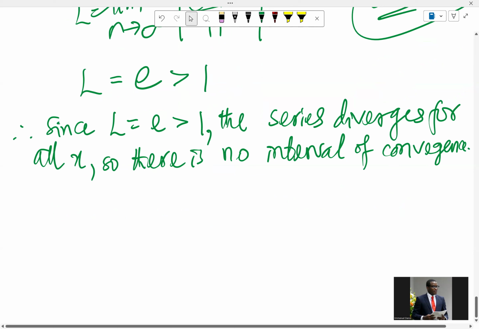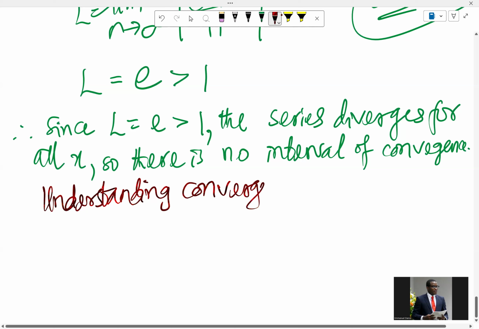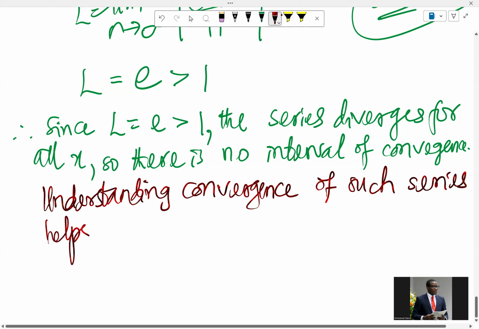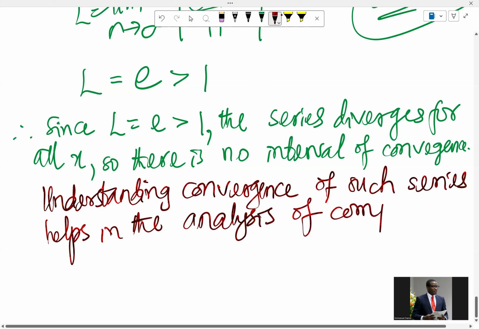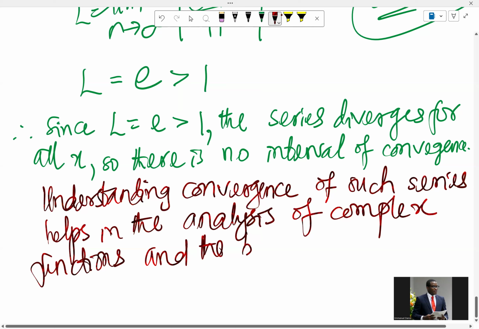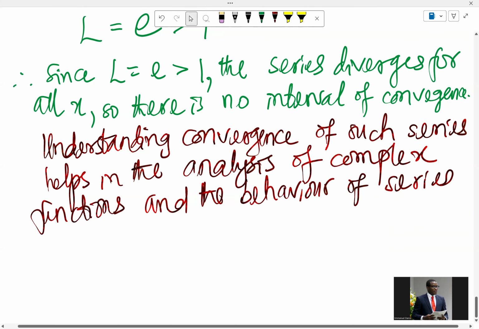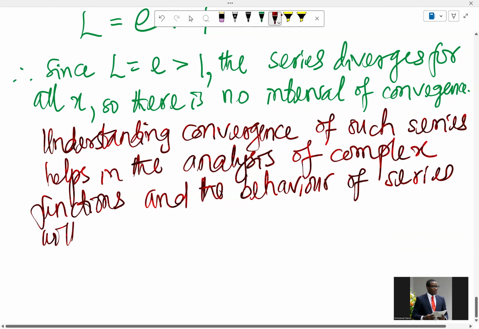So where do you use this kind of expression? Understanding convergence of such series, such factorial series, helps in the analysis of complex functions, and the behavior of series with rapidly growing terms.